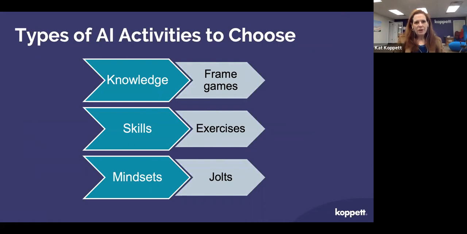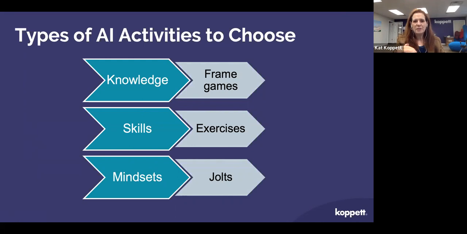The final category, and this is sort of the core of it, when people come in and say, teach us improv for business, a lot of it is this. This is sort of the heart of a lot of what we do. The third category is shifting people's mindsets, and the type of activity is a jolt. Now, I want to say right now, there's overlap. The same game can be used, depending on your intention, in all three of these categories.